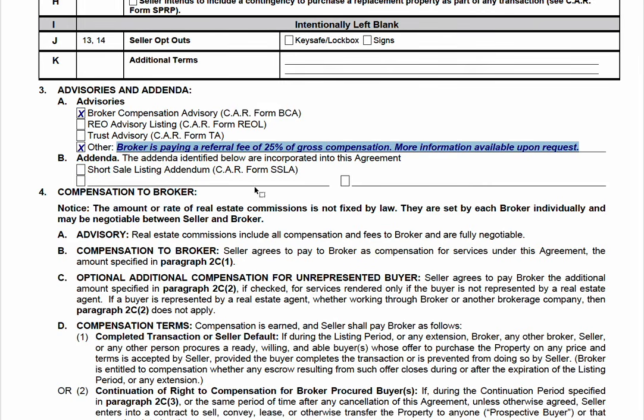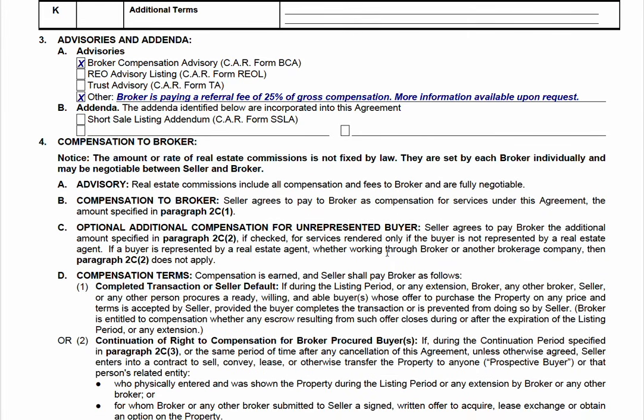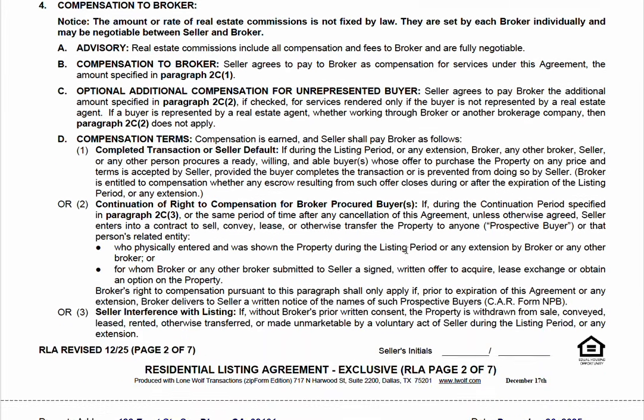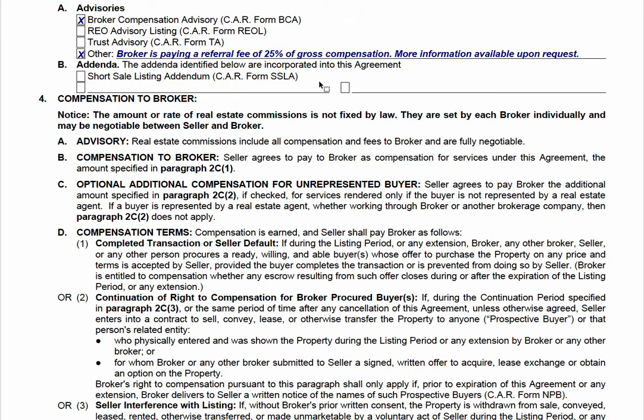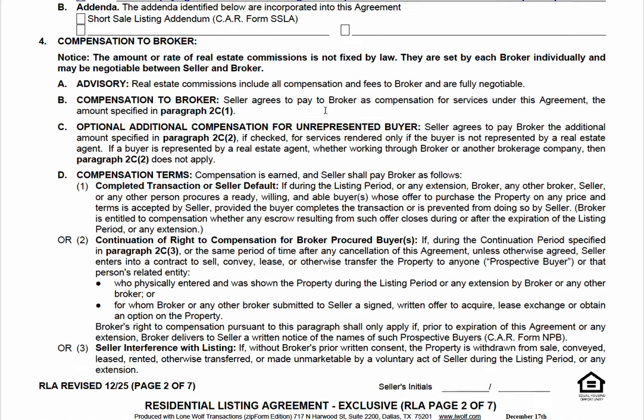So I check the box if I'm paying a referral fee to another brokerage. And I'm writing down here, and by the way, I'm doing a separate video all about this disclosure. Brokers paying a referral fee of 25% of gross compensation. More information available upon request. I'm doing this instead of the RAD form if I'm paying a referral fee. It's that simple. If you have any questions, leave a comment. I'm making a video all about disclosing referral fees.